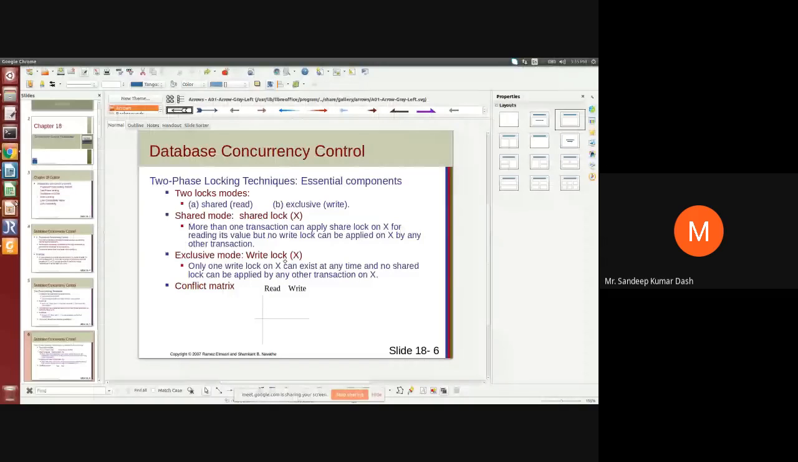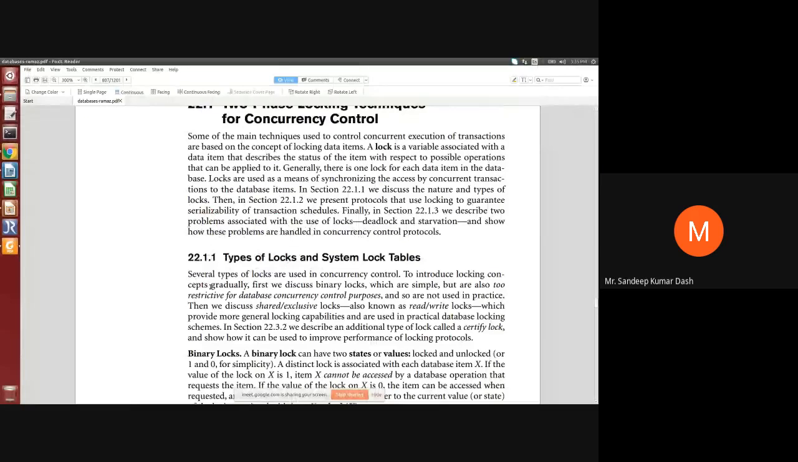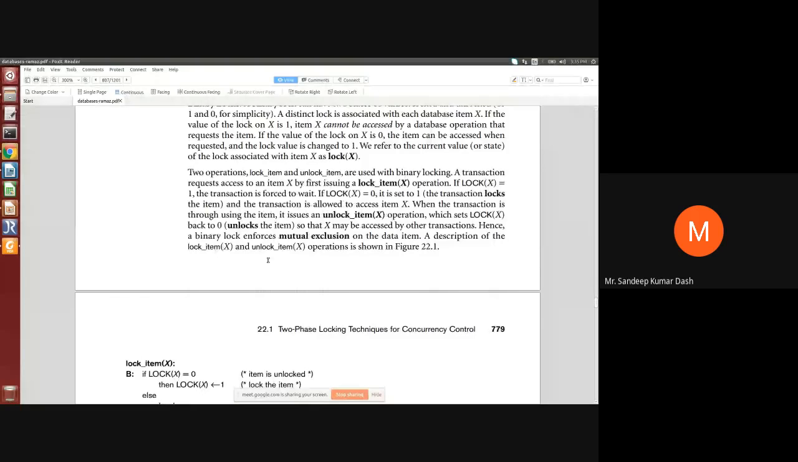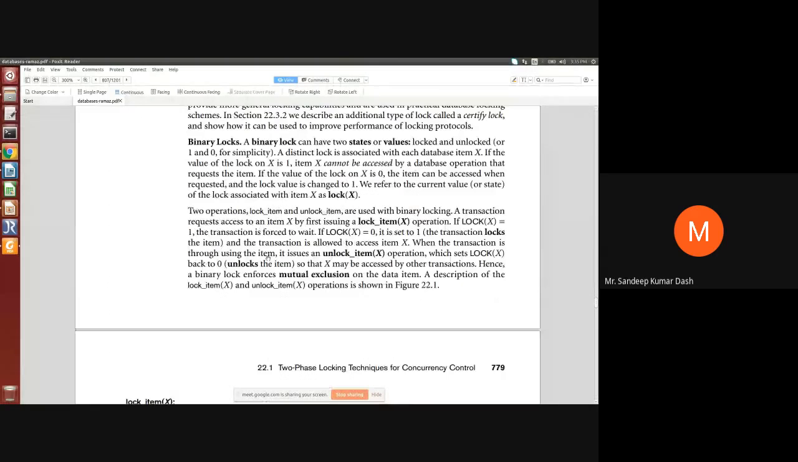Yeah. In the binary lock, before we go to two-phase locking. In case of binary lock, a binary lock is nothing but 0 or 1. If you are having lock x as 0, that means there is no lock on the data item x. You can acquire the lock, so you will write lock x equals 1. That means you are symbolizing that the x data item is locked by me to write into it.